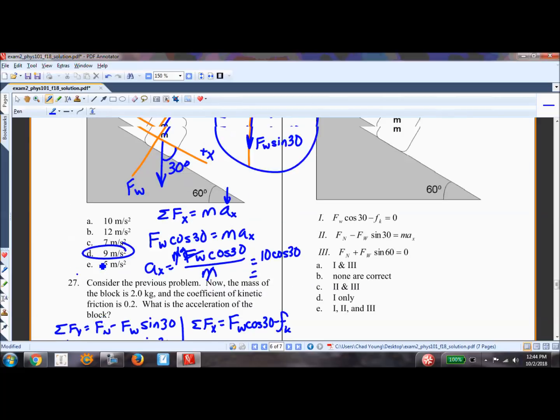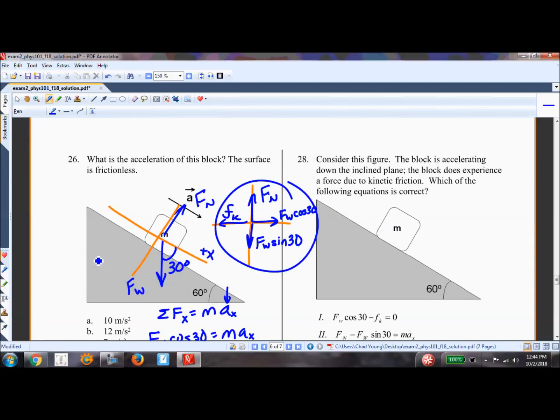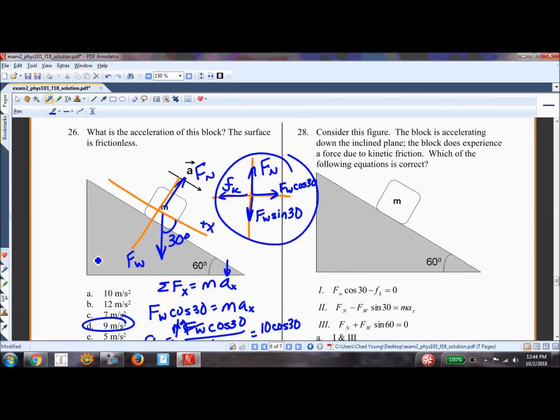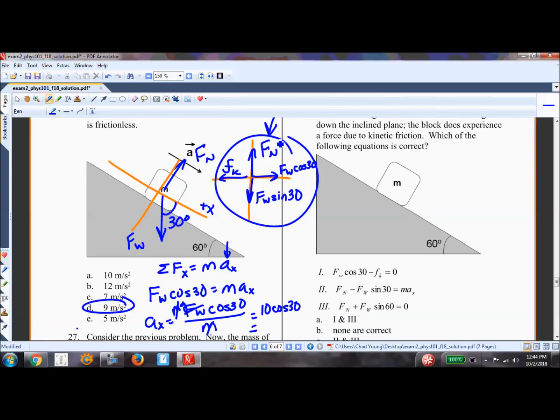All right. So in this figure, the block is accelerating down the inclined plane. It does have a force due to kinetic friction. Which of the following equations is correct? Well, I can still use this diagram. It's still the same thing. And so I want to know which equation is correct. So let's look at the first one. Force weight cosine 30 minus Fk is equal to 0. This one is not correct.